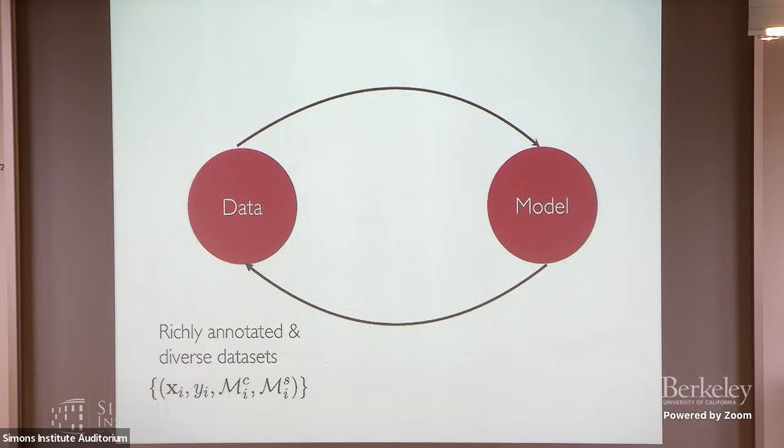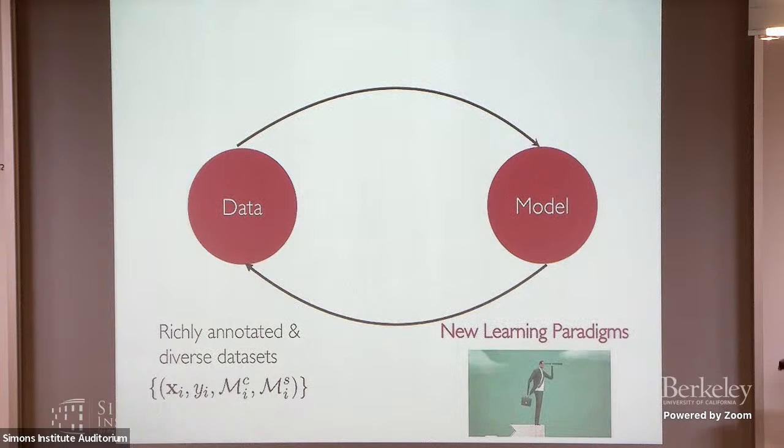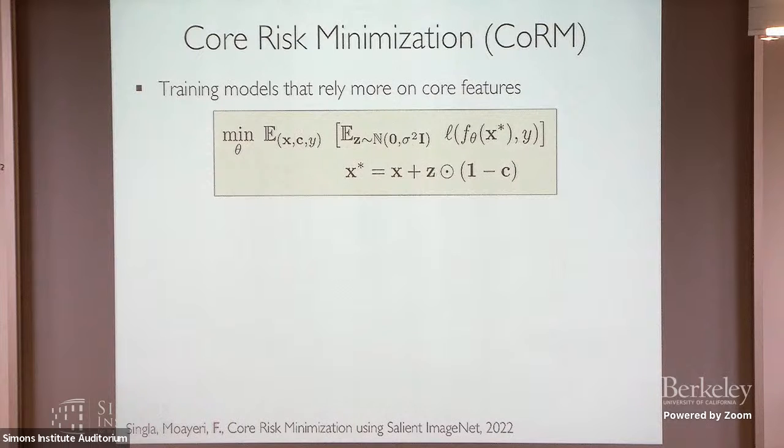Maybe use richly annotated and diverse datasets like we have in Salient ImageNet, where we have core and spurious masks, and that will potentially open up thinking about new learning procedures for those datasets. So I'm not going to talk about it. We have some recent attempts.